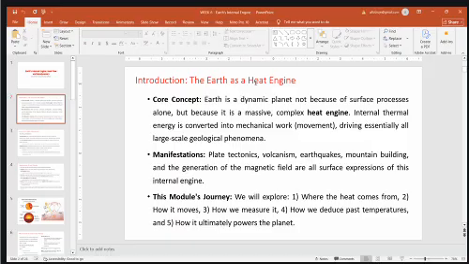The Earth as a heat engine. So that is the caption that I can give to this topic. So the core concept now: Earth is a dynamic planet.